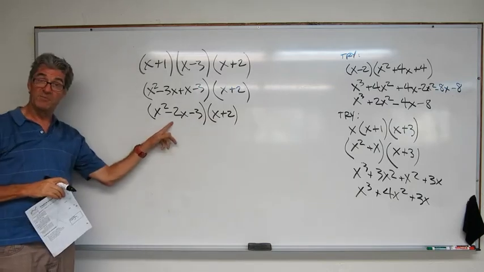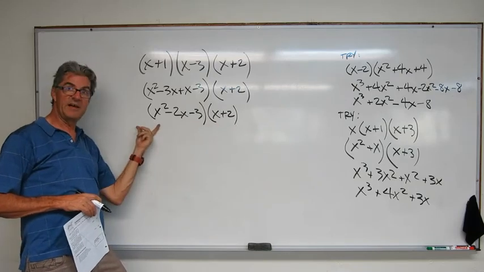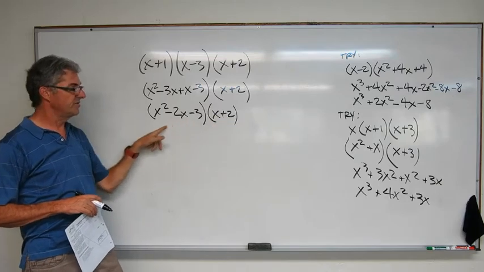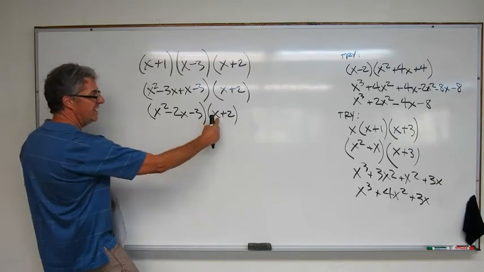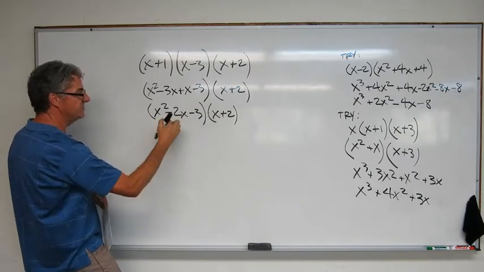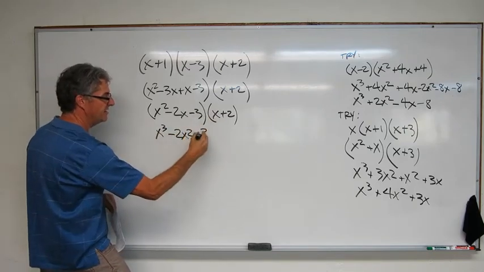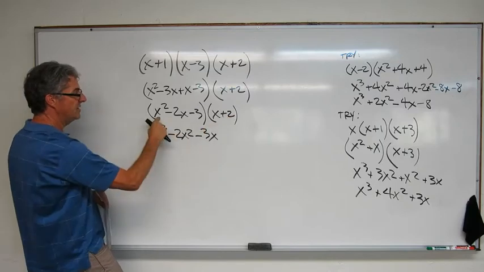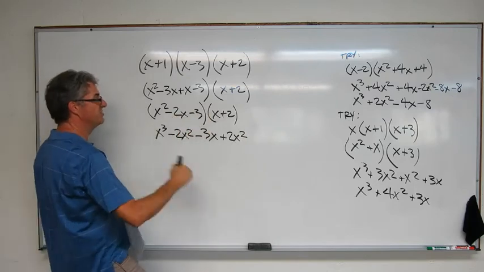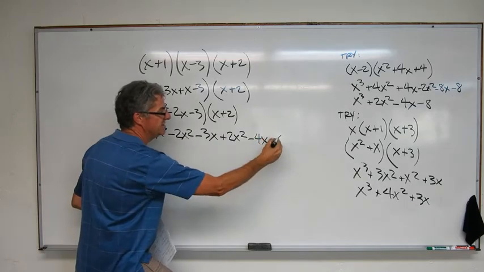Now this problem is like the first problem that we did. We just have this on this side rather than that side. But we can do it the same way. It's going to be this times all 3 of those, and this times all 3 of those. So let's do that. X times x squared is x to the third. X times negative 2x is minus 2x squared. And then x times minus 3 is minus 3x. And then 2 times x squared is plus 2x squared. 2 times minus 2x is minus 4x. And 2 times minus 3 is minus 6.